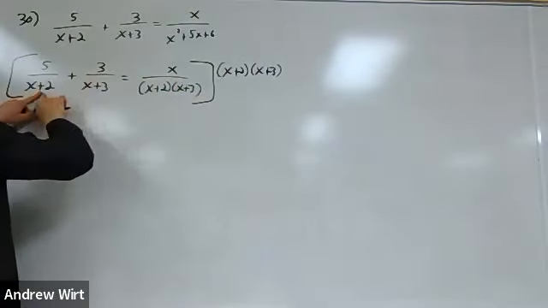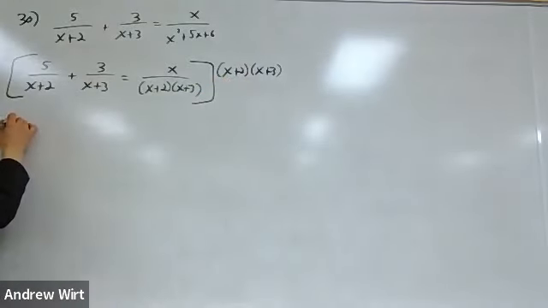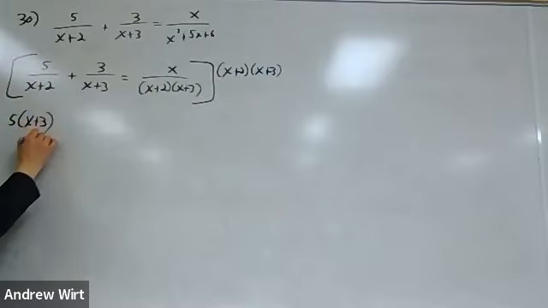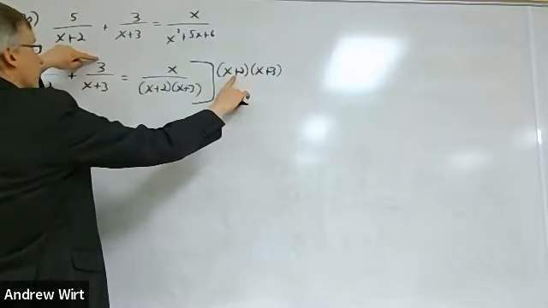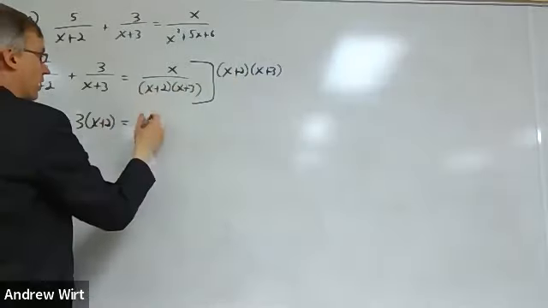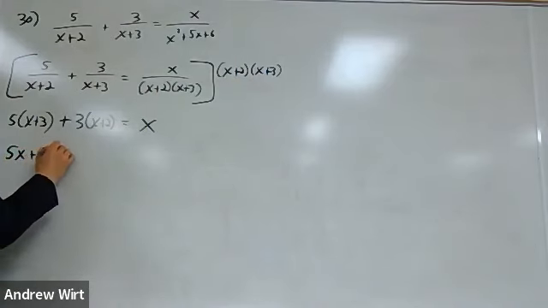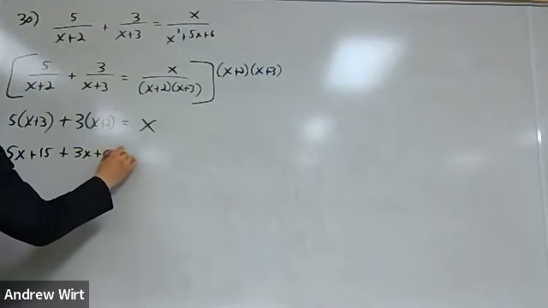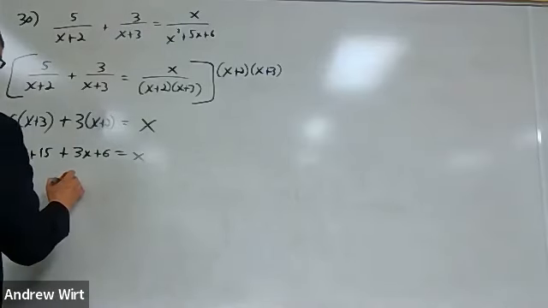We're going to multiply the first fraction here. X plus 2's cancel, leaving 5 times x plus 3. Second fraction, x plus 3's cancel, leaving 3 times x plus 2. And here they all cancel, leaving just x. Distributing. Combine like terms.